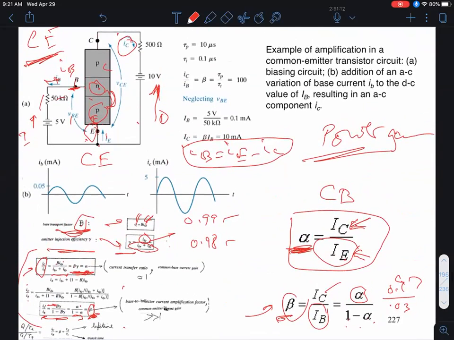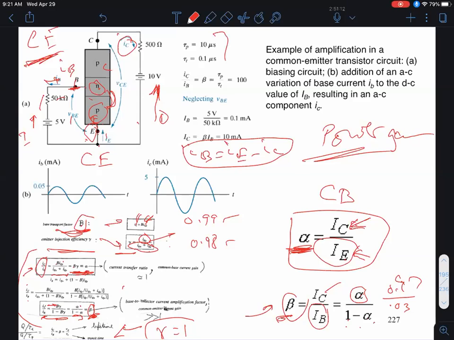Anyway, so the charge control way of calculating the beta is shown over here. This is assuming that gamma equals 1, which is not true. So this will always be an overestimate, okay? Because gamma is never going to be equal to 1. It's going to be close to 1, but it'll be slightly less than 1.